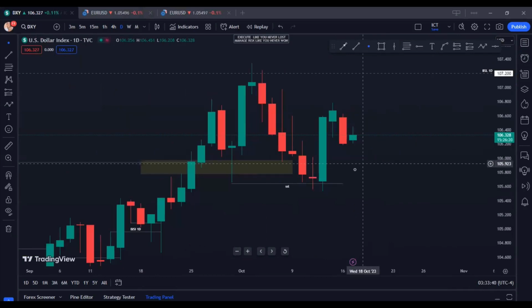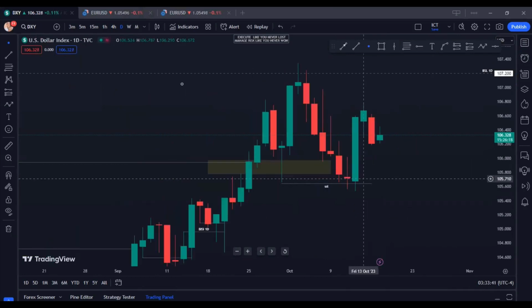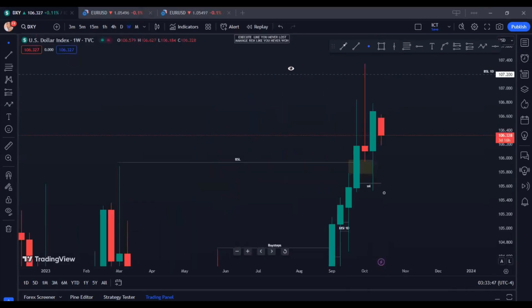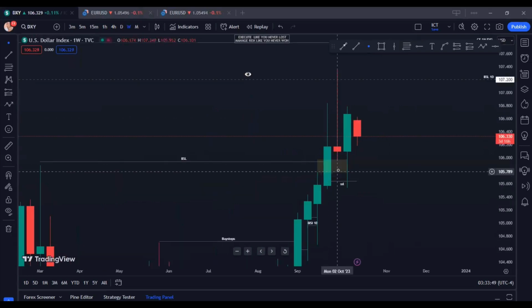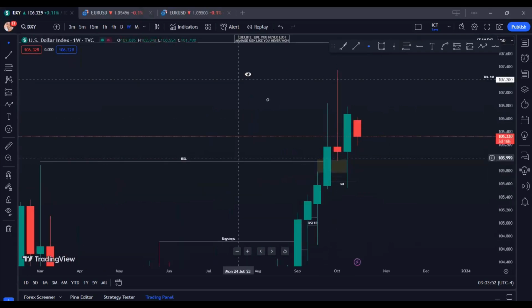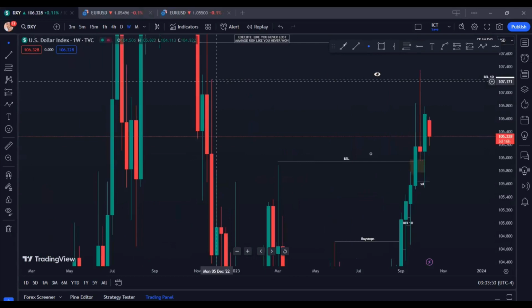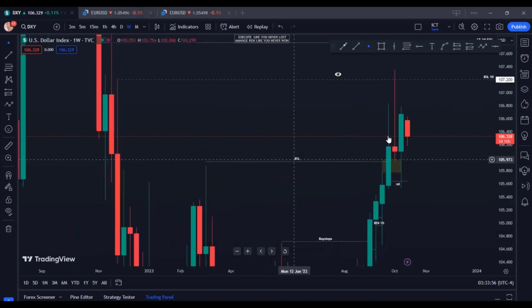So now the same narrative on the DXY. Okay, in weekly time frame, let's check weekly time frame. So price has popped into this gap right here. After taking out this, you can see this buy-side liquidity in daily time frame. After taking out this buy-side liquidity, it is a reversal pattern, that is a swing high.